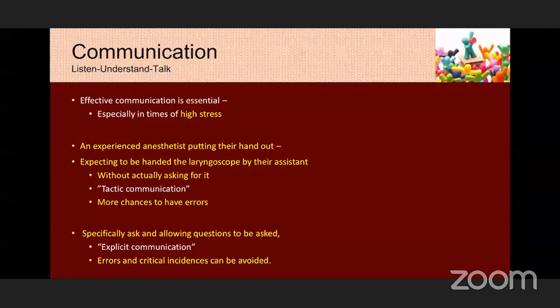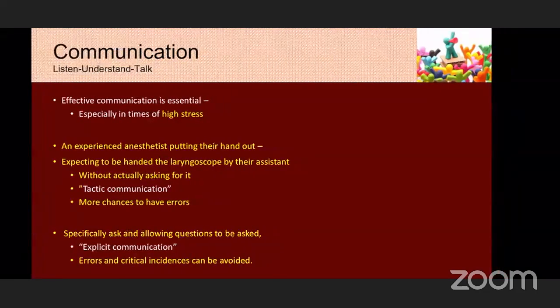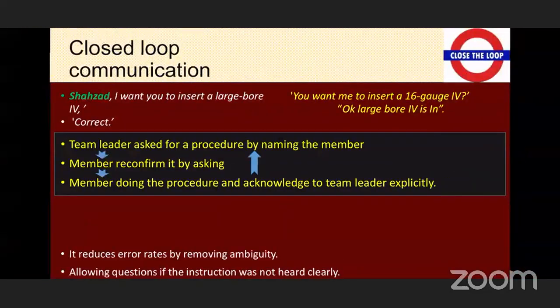And we all know that communication is a very important component, particularly in the time of high stress. And once we are talking about communication, we mean effective communication. And once we are speaking about effective communication, we are talking about closed loop communication. It is very obvious that closed loop communication will reduce the errors, it will remove the ambiguity, it will allow for questions if the instructions were not heard clearly or if they were not delivered properly.